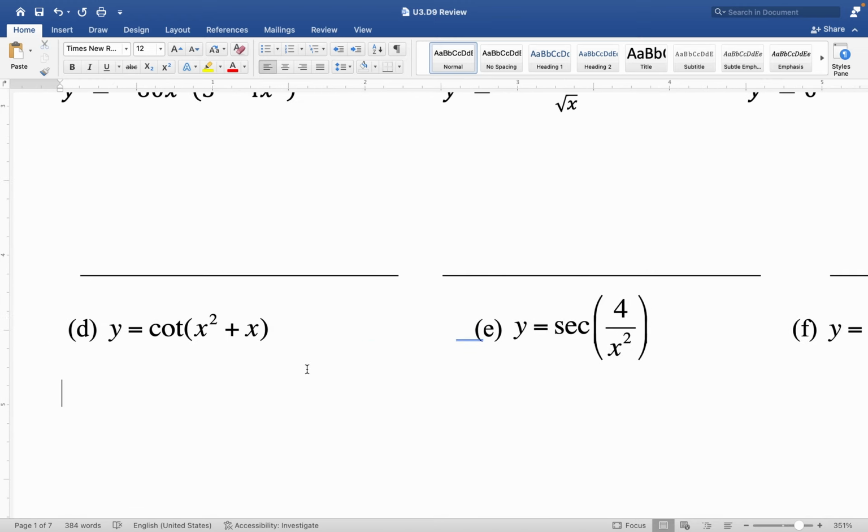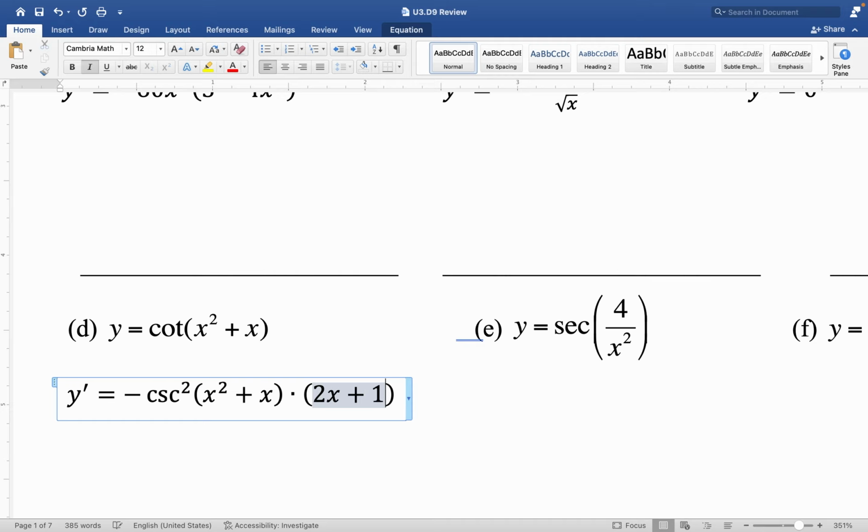Letter D, the outside function is cotangent blank. So the derivative of the outside function is, all right, what's the derivative of cotangent? I always forget, but I know the derivative of tangent is secant squared. So the derivative of cotangent is going to be the cofunction, and it's going to be a minus sign. So it's negative cosecant squared blank. That's the derivative of cotangent blank. What goes inside the blank? Well, it's x squared plus x. But then we have to multiply by the derivative of the inside function, which you should put in parentheses because there's going to be 2 terms. It would be 2x plus 1, and that's the derivative. Very good.